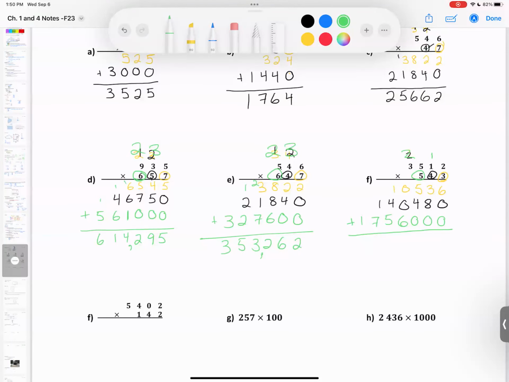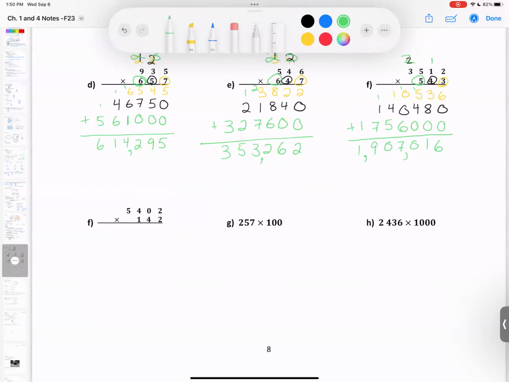Okay, so we can add these all up now. And I get 1,907,016. Okay, next one. We're going to start with that 2.